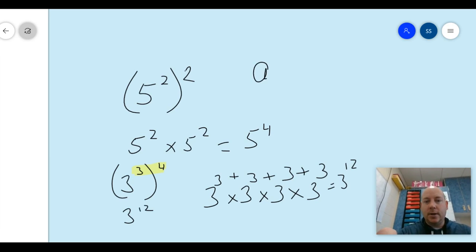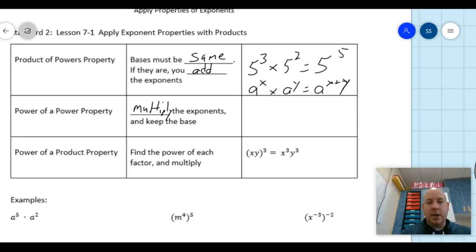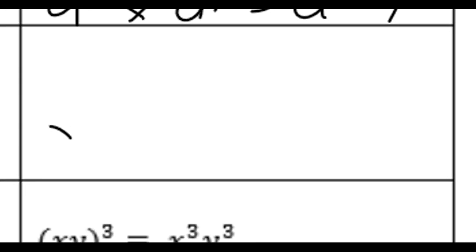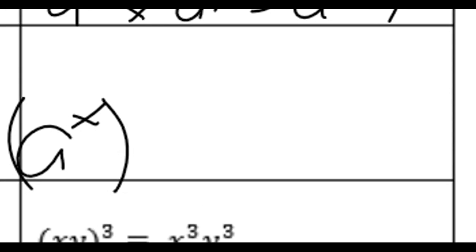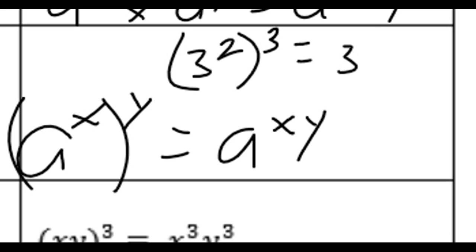A to the fifth power squared equals a to the 10th power. So we multiply our exponents in this case. That's when we have the power of a power. So a to the x raised to the y power equals a to the xy power. 3 squared to the third power would equal 3 to the sixth power. We multiply those exponents.